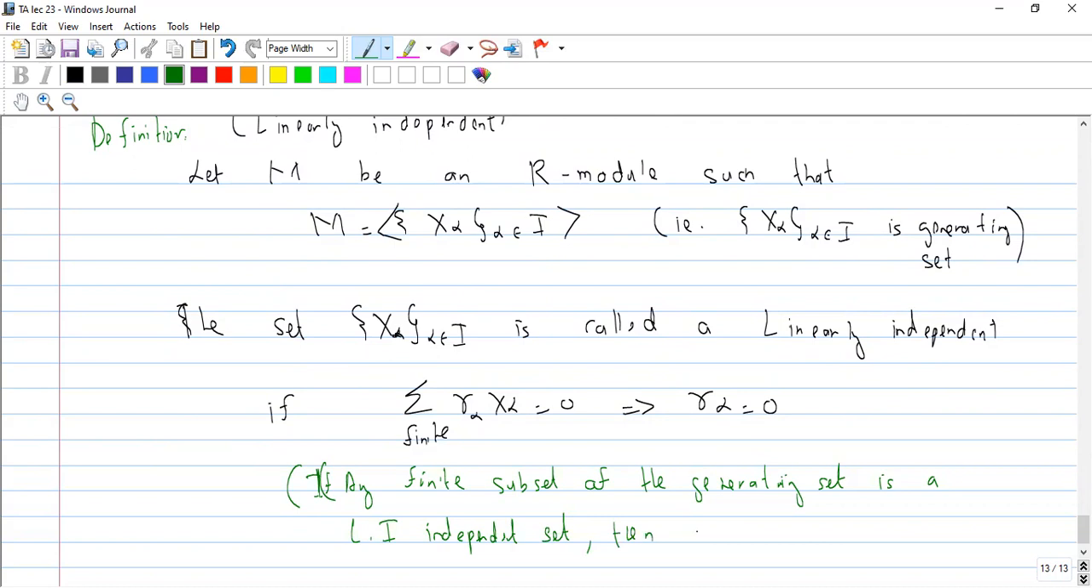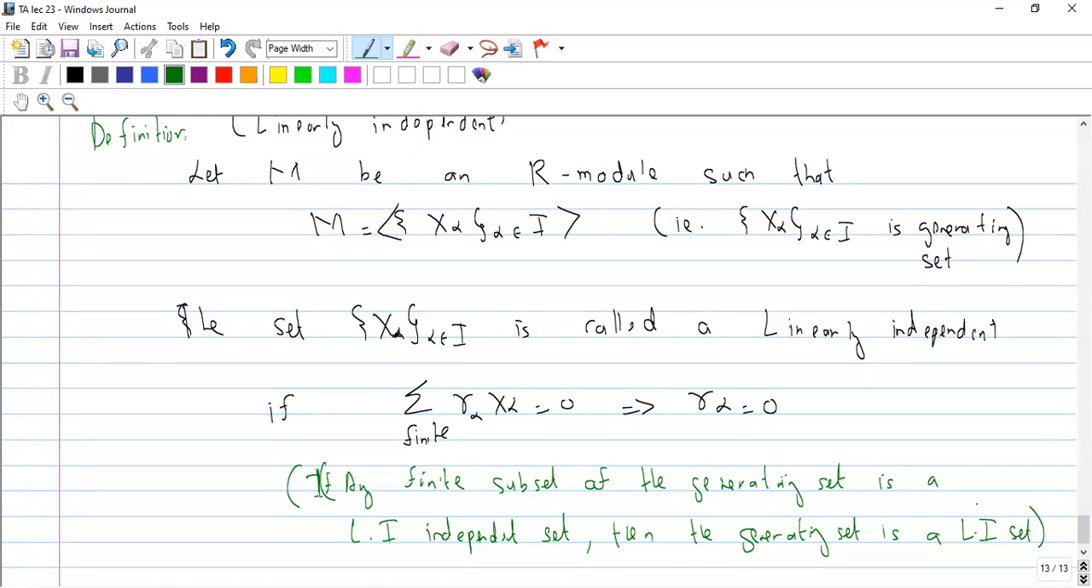then the generating set is a linearly independent set. So if every finite subset of the generating set is linearly independent, then we will say that the generating set is linearly independent. Otherwise, if the generating set is infinite, you cannot form an infinite linear combination. A linear combination is always finite, remember this. An infinite linear combination is not formed.